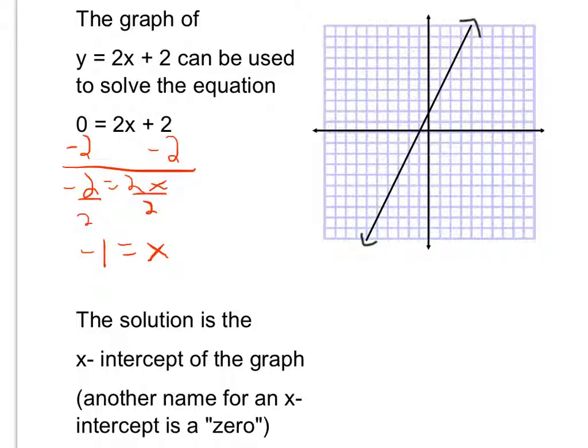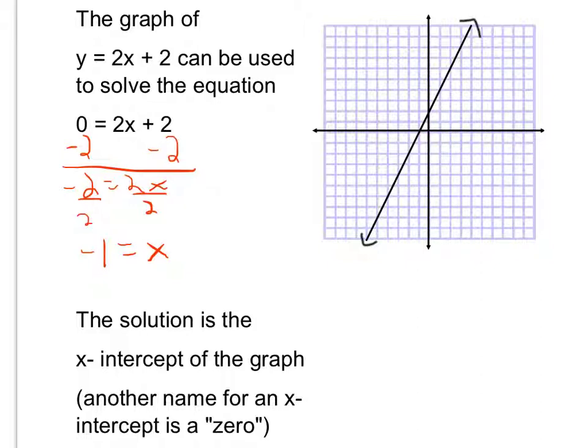So if we look at a graph, the solution to an equation is the x-intercept. So the point where it crosses the x-axis. Another name for the x-intercept is called a zero of the graph. And the reason why it's called a zero is because it's the answer where y equals 0. So here we have the line y equals 2x plus 2. This is the graph for that line. When y equals 0, the x-intercept is the solution.